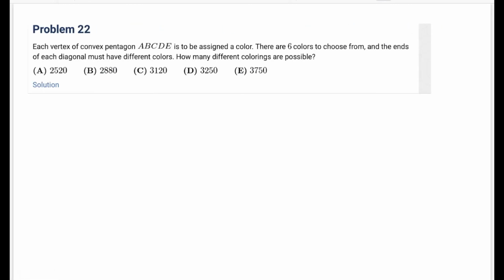Number 22. Each vertex of convex pentagon A, B, C, D, E is to be assigned a color. There are 6 colors to choose from, and the ends of each diagonal must have different colors. How many different colorings are possible?